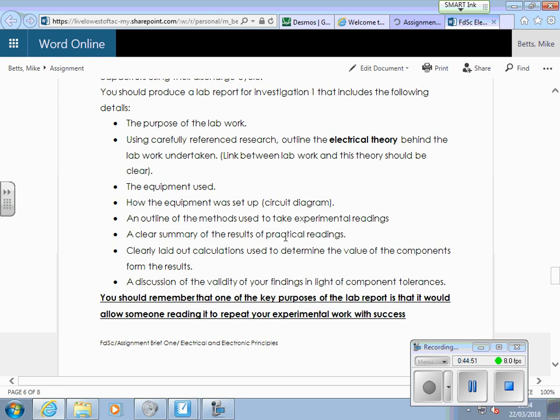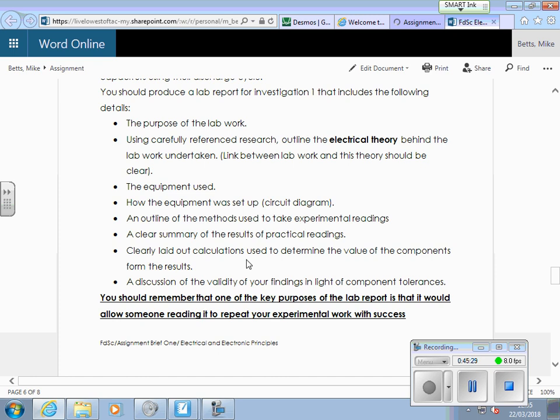Clear summary of the practical results. That suggests a table. If you're measuring voltage to 3 digits, every reading that you record should be 3 digits in that column. So if you eventually read exactly 2 volts, you should put 2.00. Not 1.37, 1.98 and then 2. All to the same resolution.